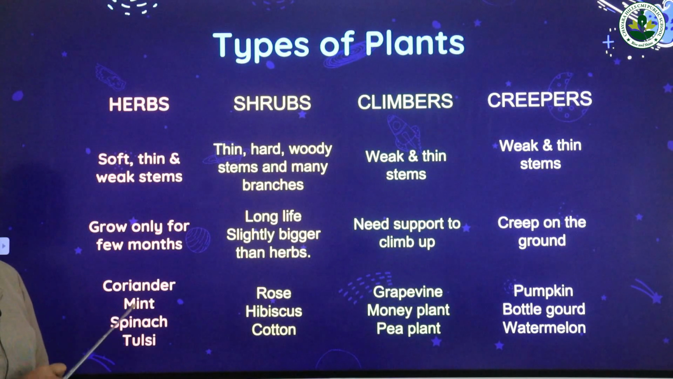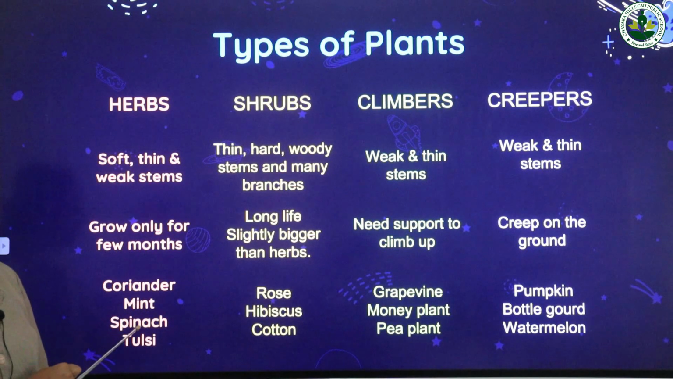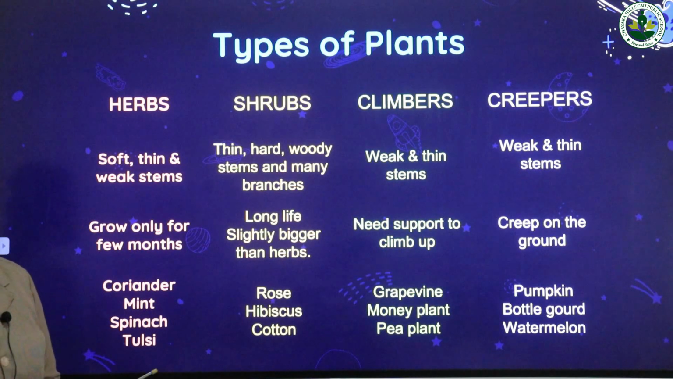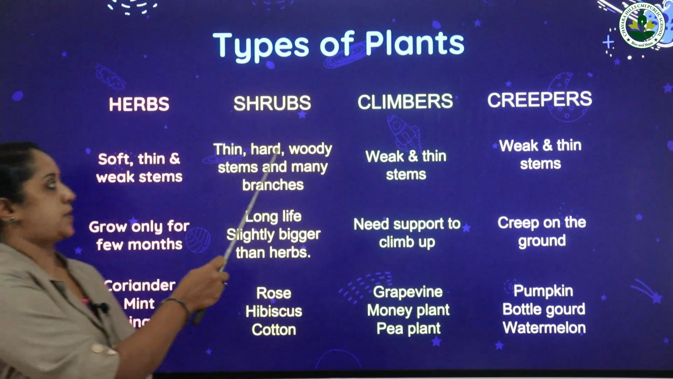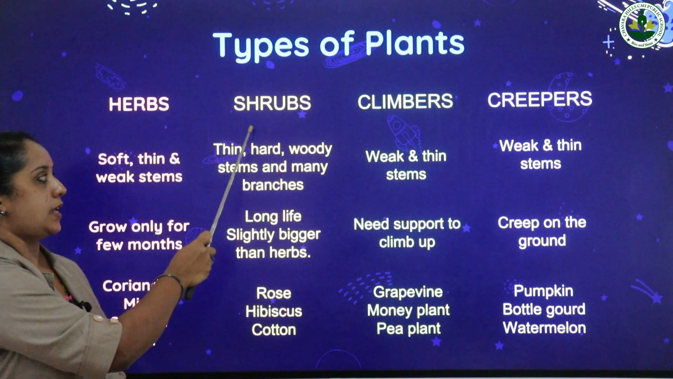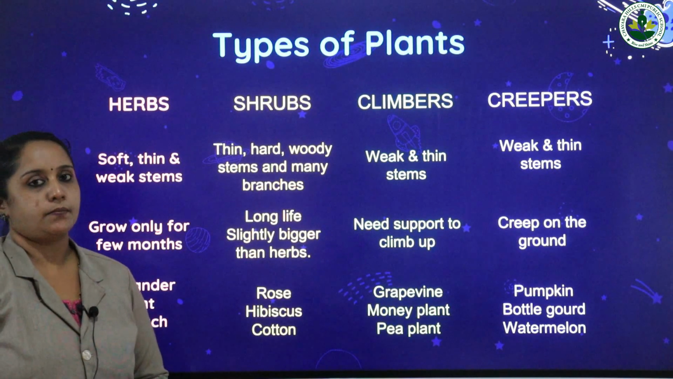Now examples, let us repeat once again. Coriander, mint, spinach and tulsi. Out of this, tulsi is a medicinal plant which we use for making medicines. All others are used for cooking. Okay, now let us move on to shrubs. So shrubs, the spelling you have to learn. S-H-R-U-B-S.